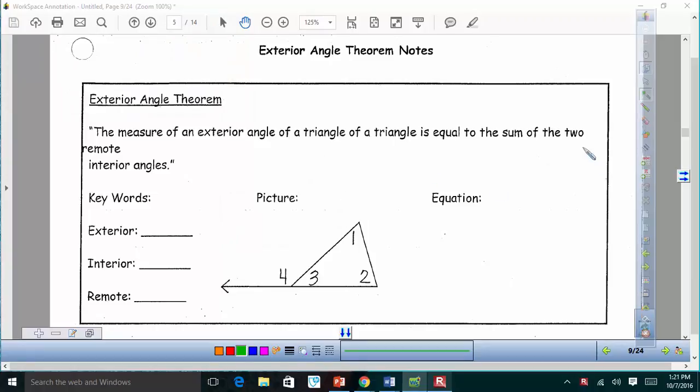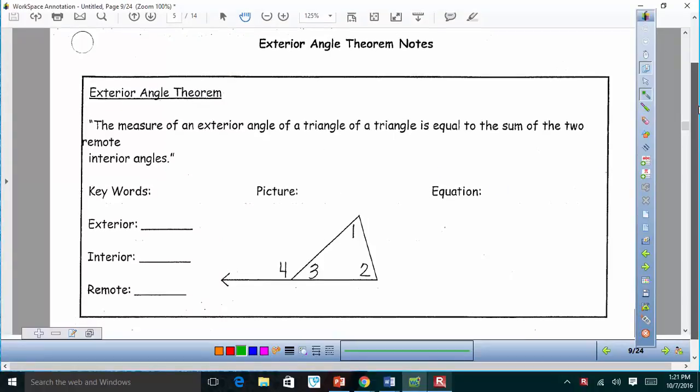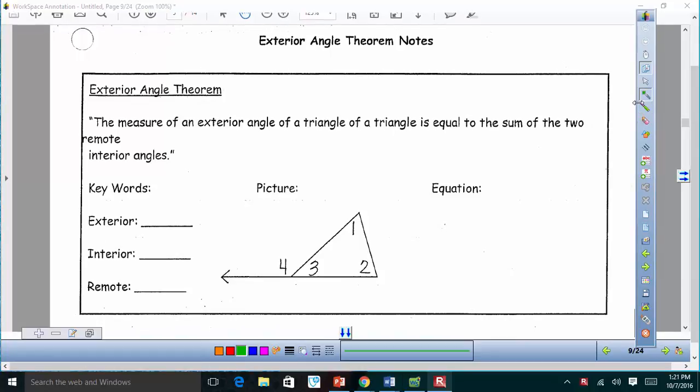So we're going to be looking at the exterior angle theorem first. Okay, the exterior angle, does anybody know what exterior means? Outside, very good. If we know that, we will be A-okay, okay? So we're talking about the exterior angle theorem, which states that the measure of an exterior angle of a triangle is equal to the sum of the two remote interior angles, okay? So we're going to talk about what those are.